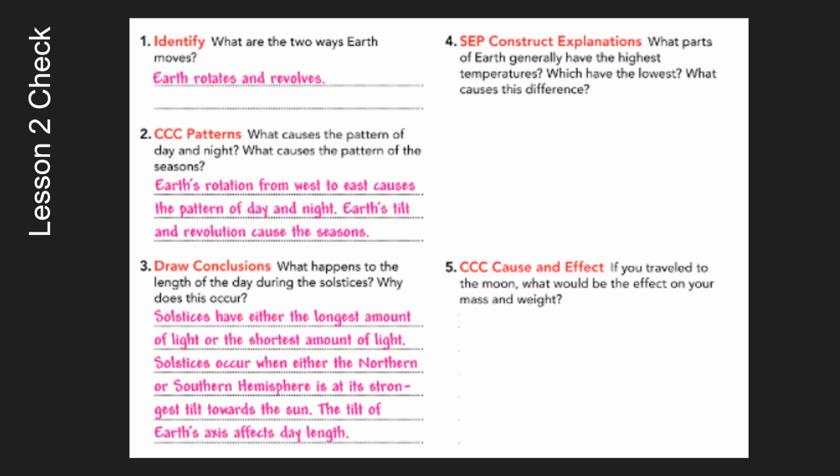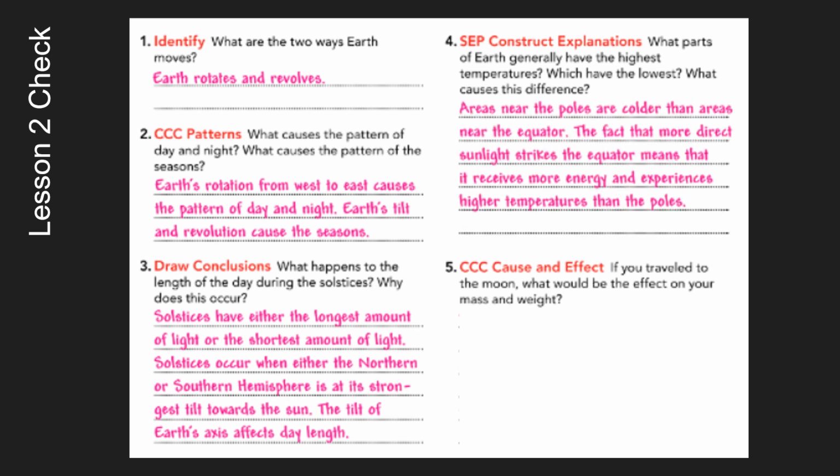4. What parts of Earth generally have the highest temperatures? Which have the lowest? What causes the difference? Areas near the poles are colder than areas near the equator. The fact that more direct sunlight strikes the equator means that it receives more energy and experiences higher temperatures than the poles.